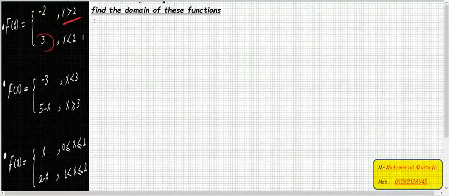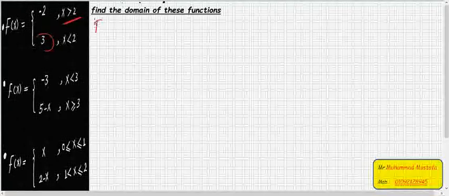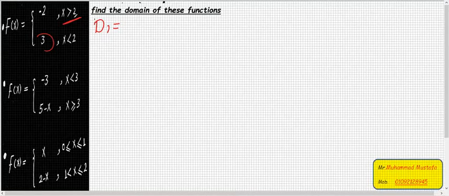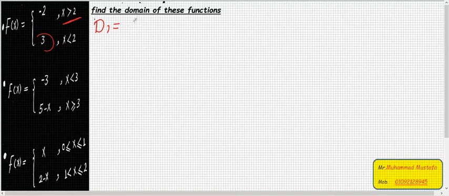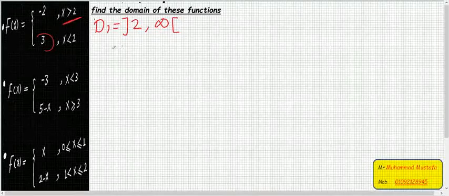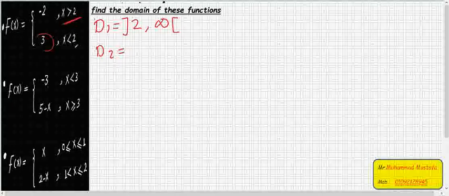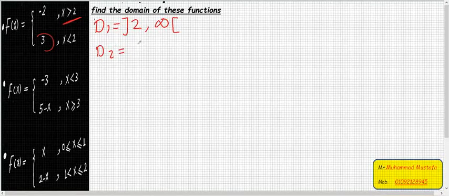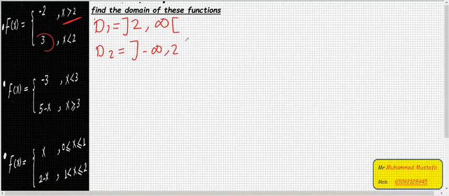When we talk about the first, D1, x greater than 2 means all real numbers greater than 2, from 2 to infinity. 2 here is open and infinity is always open. D2, the domain of the second rule, x smaller than 2, means all real numbers smaller than 2, from negative infinity to 2, 2 here open.